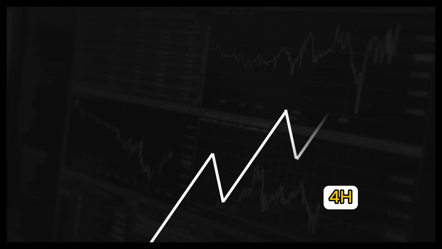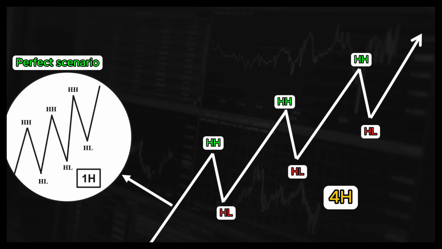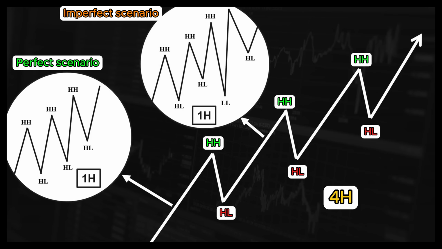Imagine we have an obvious uptrend on the 4-hour time frame with a series of impulsive and corrective moves. The market continuously makes new higher highs and respects the higher lows. If you zoom into the 1-hour time frame, you will notice that this 4-hour impulse wave consists of impulsive and corrective moves that respect the higher lows in the perfect scenario. However, in the imperfect scenario, the price will create fake breakouts before pushing to the upside to develop higher highs.